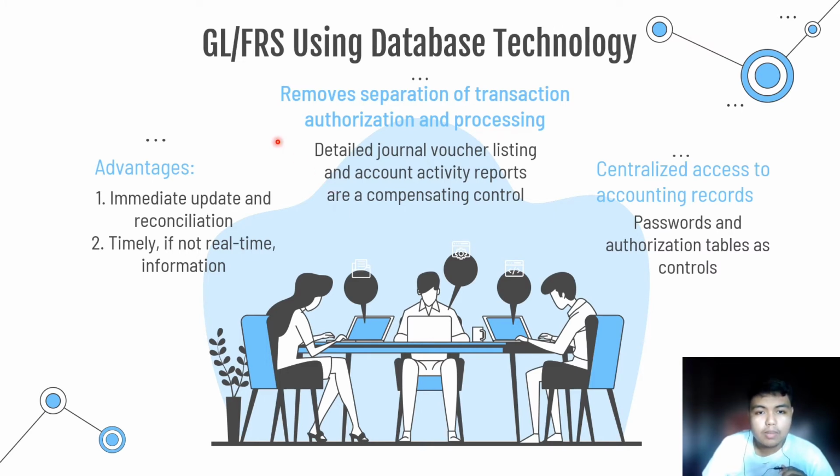Another one is removal of separation of transaction, authorization, and processing. So, hindi na ganun matrabaho kasi hindi na bukod-bukod yung transaction, authorization, saka yung processing. Kaso, hindi naman siya separated. There should be a journal voucher listing and account activity reports as a compensating control. So, ito yung sinasabi ko kanina na yung journal voucher listing and account activity would be for internal controls.